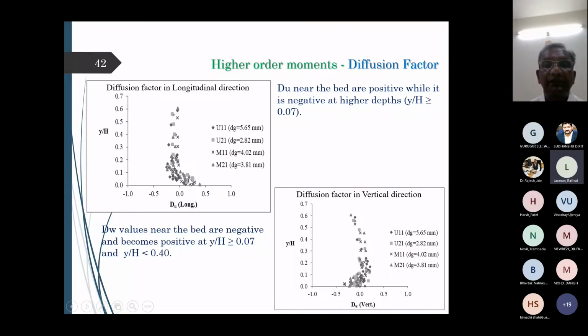Similarly, we have the variation of the diffusion factor. The diffusion factor near the bed is positive, while it is negative at higher depth. Very close to the bed it is positive, because this is 0. So if you draw a vertical line, you can see very clearly here it is positive, here it is negative. And in a similar situation, very close to the bed it is negative, and then further up it is positive.